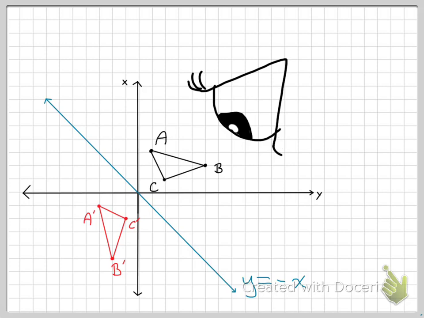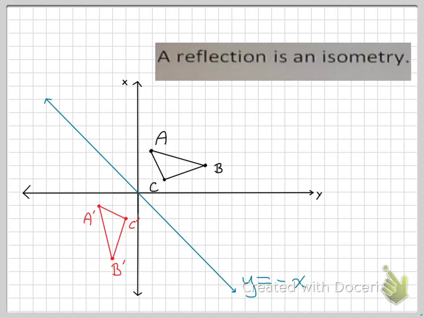And then also, I just wanted to make this one last point, that a reflection is an isometry. A reflection, like a translation, moves the figure, but it does not change its size or shape. So that's the end of the lecture.